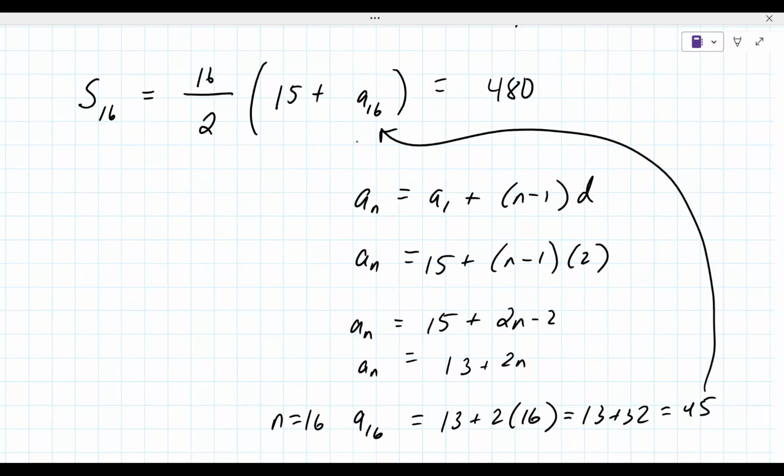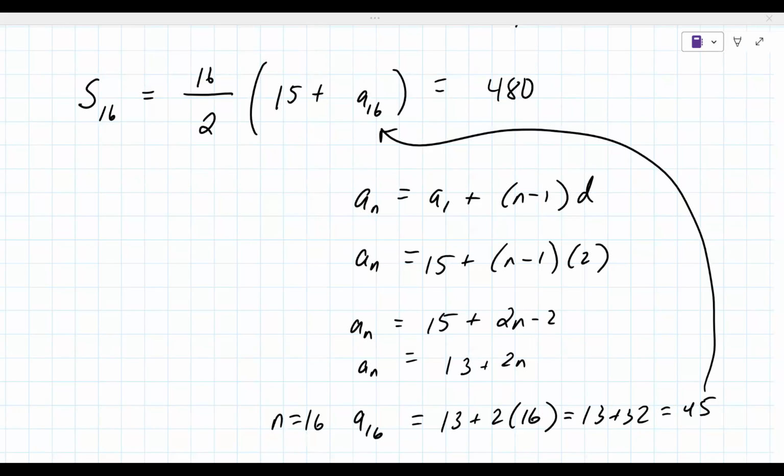Should be 480. Does that sound right to you? 480. 15 plus 45 is 60 times 8. Yes. So we can move on to 11 then.